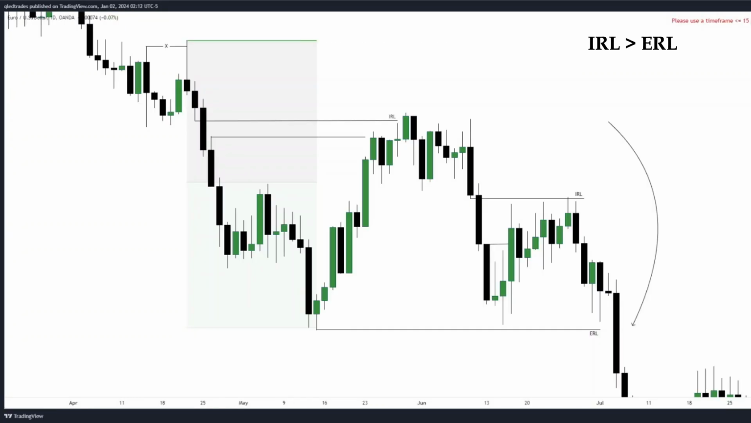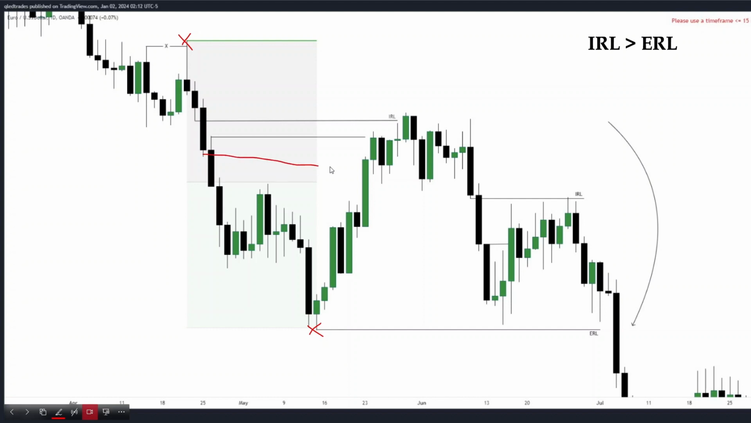Alright guys, so let's jump into some examples of internal range liquidity to external range liquidity relation. With this example, as you can see clearly, we've expanded to the downside. Price formed the range, so let me bring up a tool to draw the highs and the lows. Here we have price from a high and a low, expanding to the downside. And then within this range, we're going to look for fair value gaps.